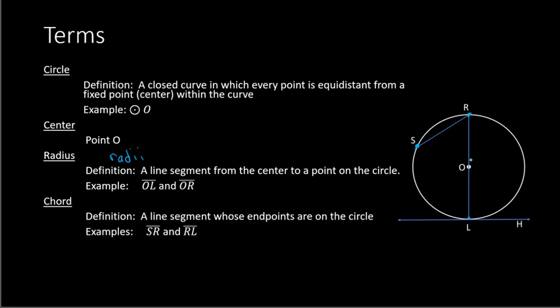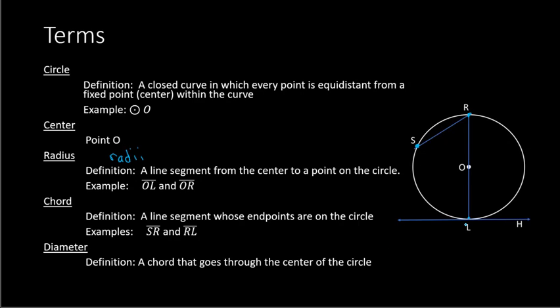Next we have what's called the diameter. The diameter, by definition, is a chord that goes through the center of the circle. So for example, segment RL would be a diameter because it's a chord that goes through the center. Basically the diameter would cut the circle in half.